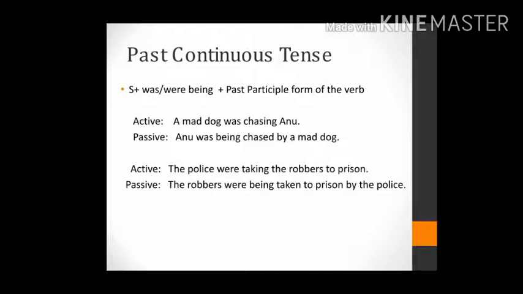One more example. The police were taking the robbers to prison. How can you change it? The object is the robbers, so it will become the subject. The robbers were being taken to prison by the police.